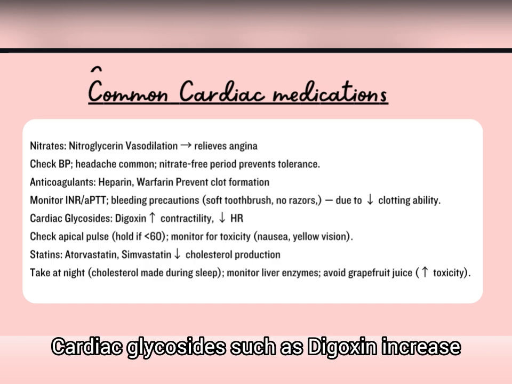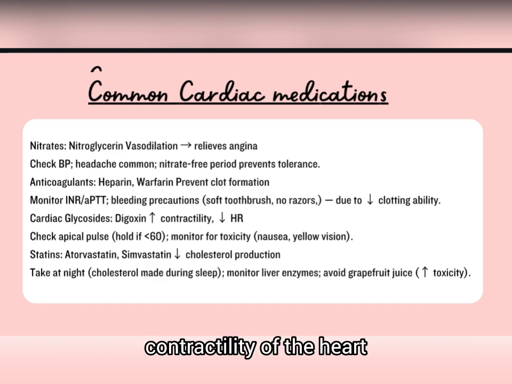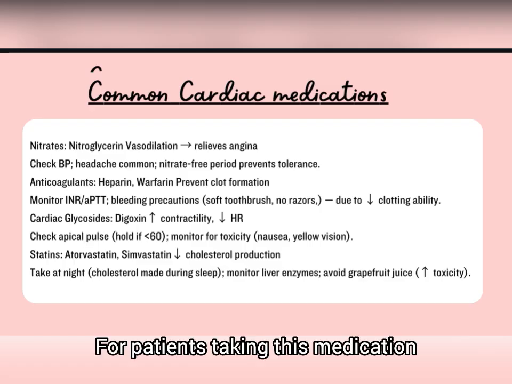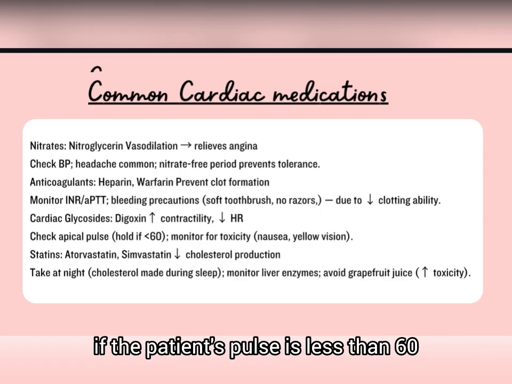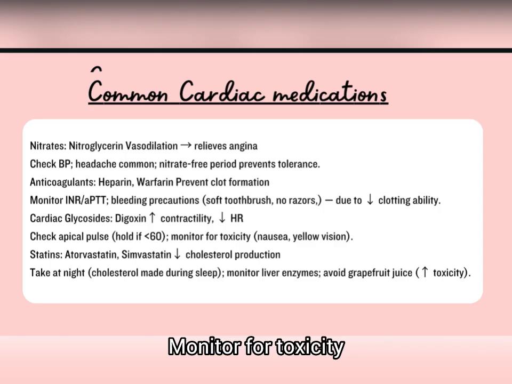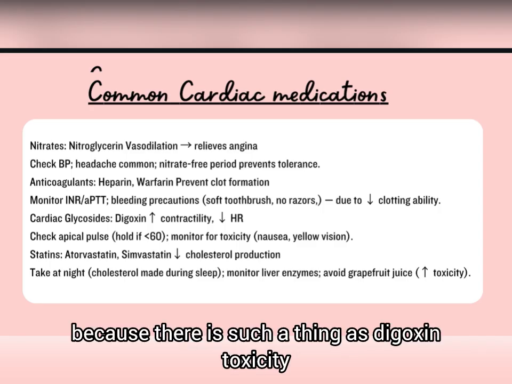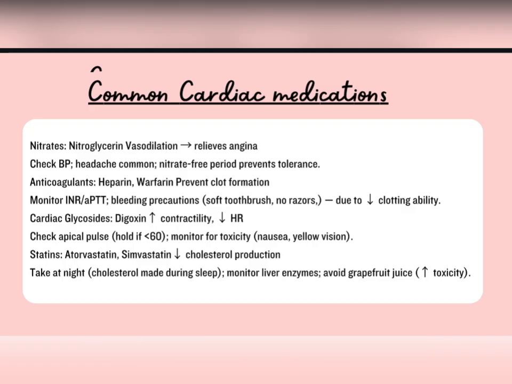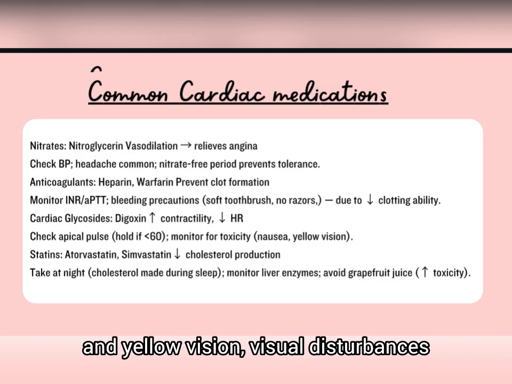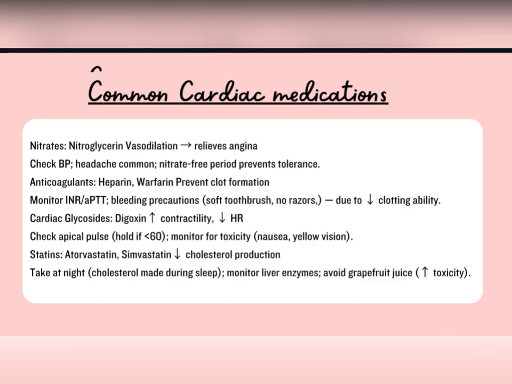Cardiac glycosides such as digoxin increase contractility of the heart and reduce heart rate. For patients taking this medication, check the patient's pulse, and hold the medication if the patient's pulse is less than 60. Monitor for toxicity because there is such a thing as digoxin toxicity. The patient may complain of nausea and yellow vision, visual disturbances.